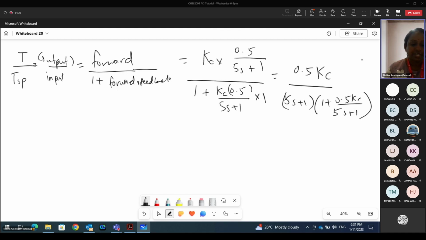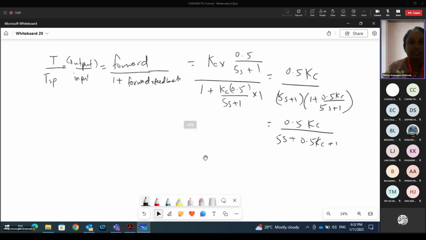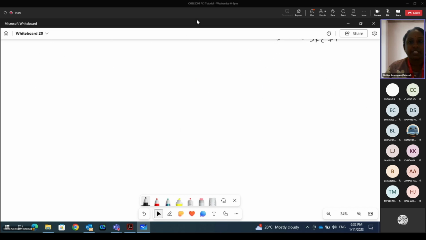Now, you can actually further simplify this. When you further simplify this, you'll be getting 0.5 Kc over 5s plus 0.5 Kc plus 1. Okay, all right. This is the first part of the first question.